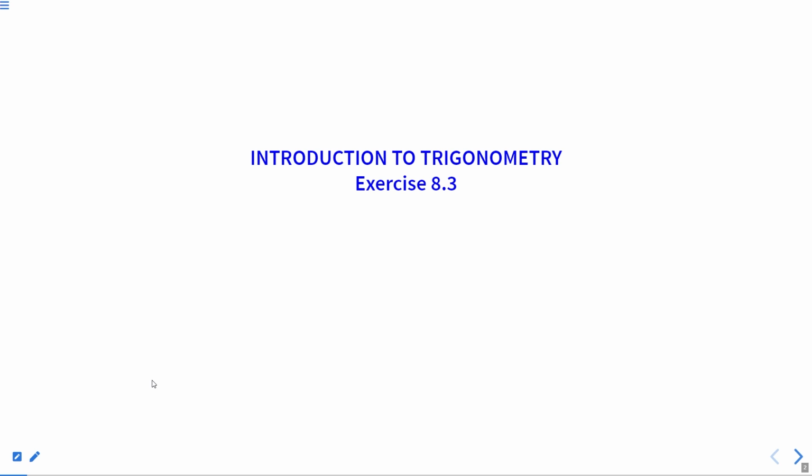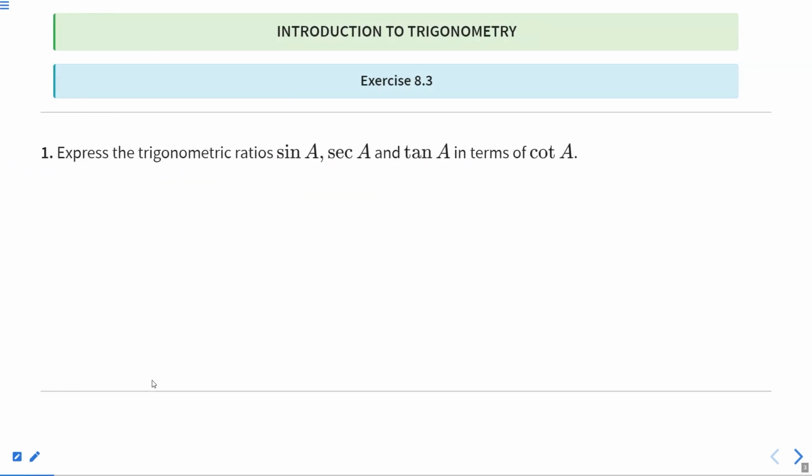So in our previous lecture we have studied some trigonometric identities like sin square A plus cos square A is equal to 1, and 1 plus tan square A is equal to sec square A, and 1 plus cot square A is equal to cosec square A. Okay. So in this lecture we will discuss some exercises from 8.3. So let us solve it. Let us see question number 1.